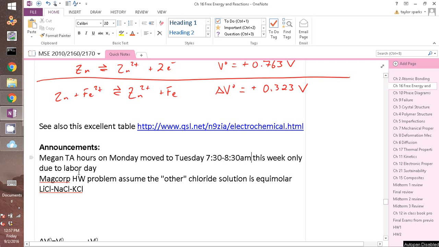A quick announcement on the homework problem. MagCore, whatever problem that is, the one that talks about the magnesium production for magnesium chloride. At the end of the problem, it says you've got a salt solution. Some of it is magnesium chloride, and some of it is other chlorides, things like potassium chloride, sodium chloride, and lithium chloride. I forgot to mention that for you to solve this problem, you have to assume that this other chloride solution is equimolar amounts of lithium chloride, sodium chloride, potassium chloride. What do I mean by equimolar? That there's the same number of moles of each of those compounds. You need that to figure out the molecular weight. Okay? So those two things, and you should be able to do the homework.